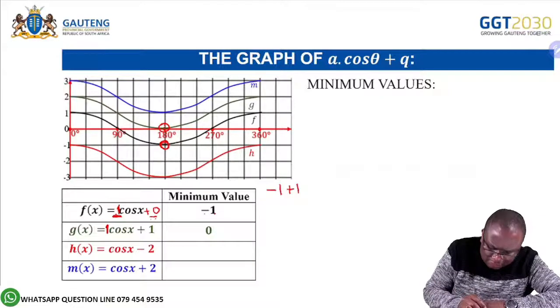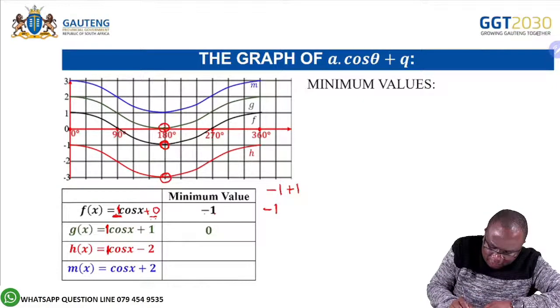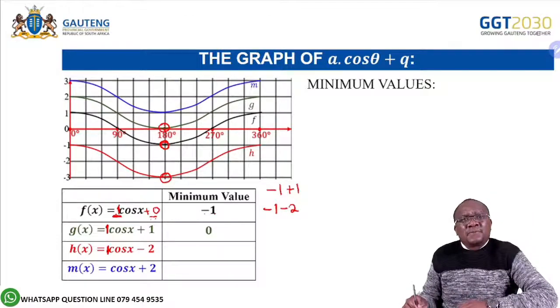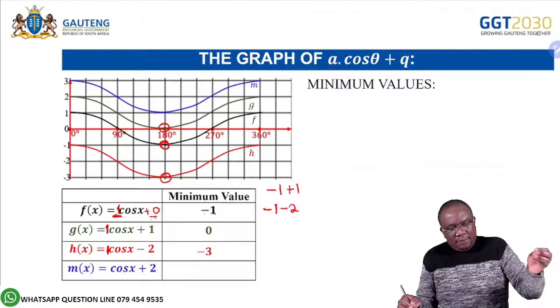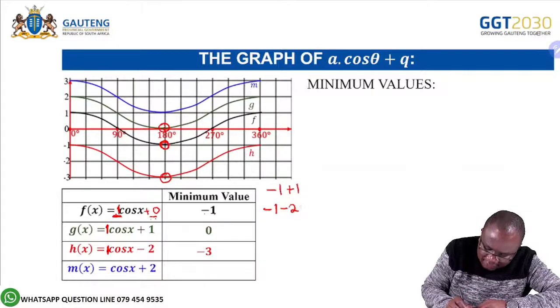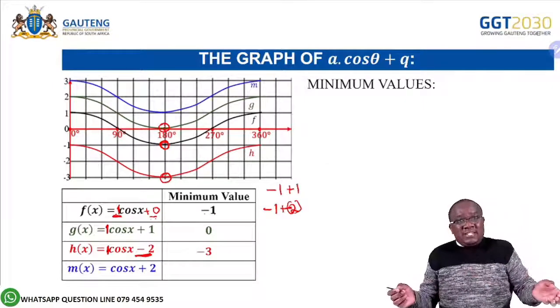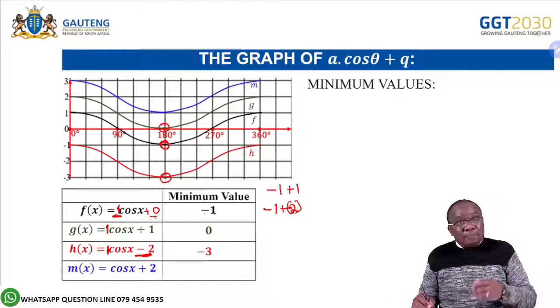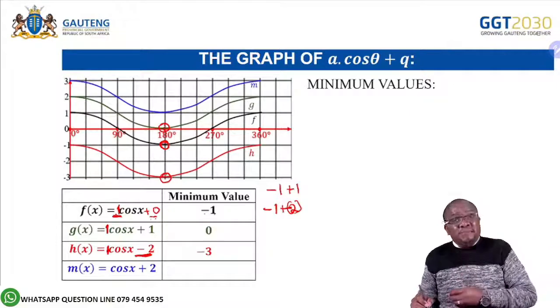Let's go to the red graph. The minimum value is at negative 3 here, and here there's a 1. If you say negative 1 minus 2, what do you get? Negative 3. So negative a plus q. Because the negative here is plus negative 2. Take note of that, because q here is negative 2. So plus negative 2 means it's negative 2, isn't it? So negative 1 minus 2 is negative 3. So negative a plus q will give us the minimum value.